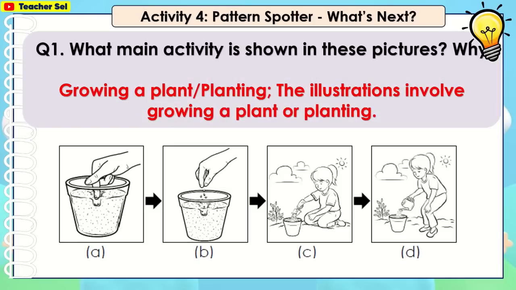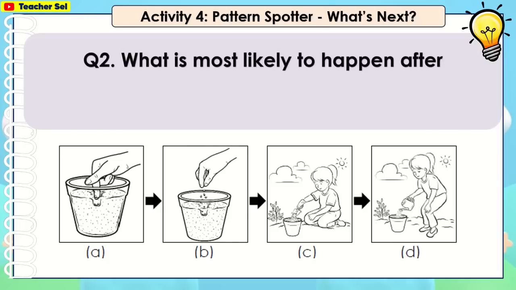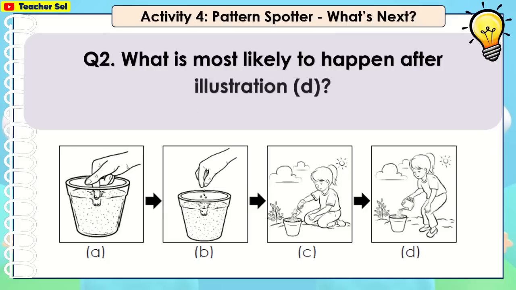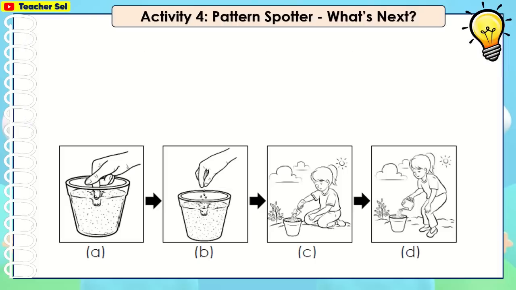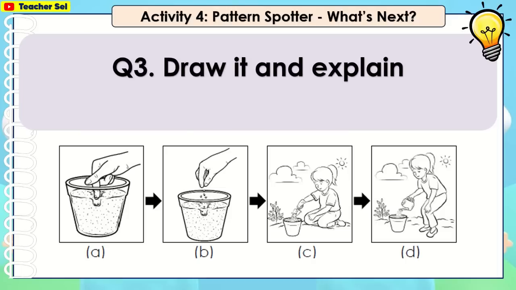What main activity is shown in these pictures? Why? You're right, growing a plant or planting. The illustrations involve growing a plant or planting. What is most likely to happen after illustration D? You're right, a plant will grow in the pot. Draw it and explain.